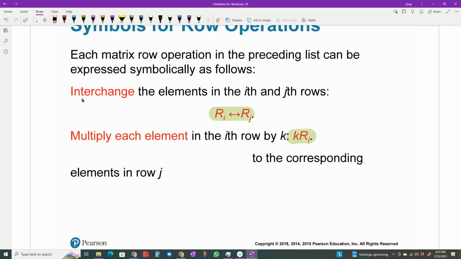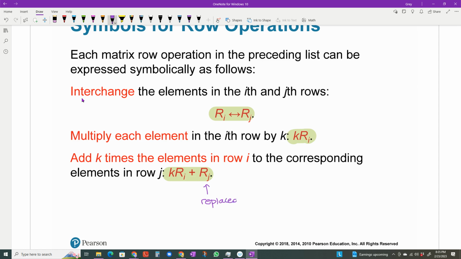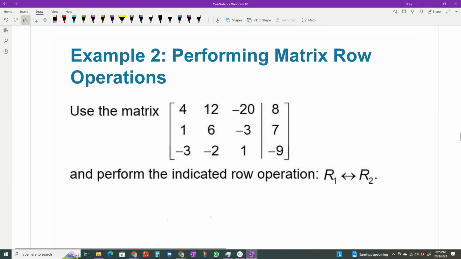If you add k times an element to a row, then we're going to write k R sub i plus R sub j. What is important about this one, y'all, is this second one is the row that is actually replaced. So you need to remember when you write it, and you'll see as I go through, that this is the row that's being replaced. So you're multiplying a different row by some number, and you're adding it to this row to replace that row. Okay? So look at this.